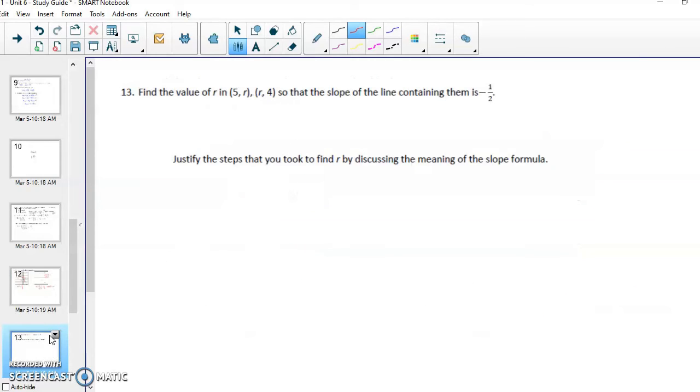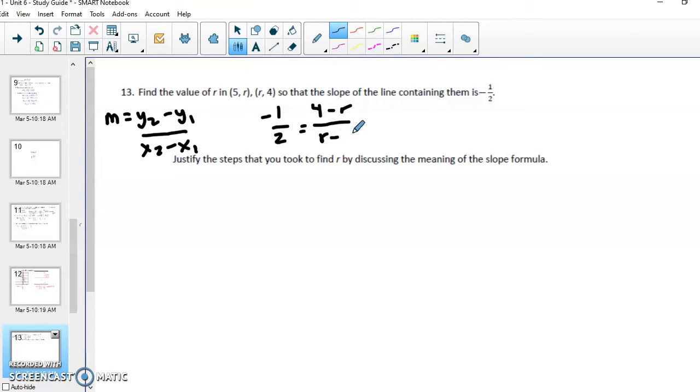Now, I did not do this problem in my class, but I will go through it anyway in case you're in a different class. Find the value of r in these 2 points so that the slope of the line containing them is negative 1/2. So what I'm going to do is fill in the slope formula with what I have. Negative 1 over 2 equals, I'm going to start here, 4 minus r over r minus 5.